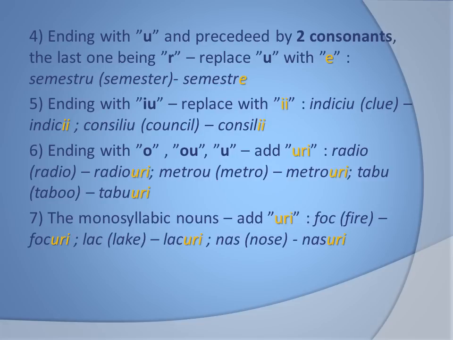For the neutral nouns ending with u, where u is preceded by two consonants, the last one being r, replace u with e. So we have semestru, semester, which becomes semestre. For the neutral nouns ending with the group iu, you have to replace the group iu with the group ii. So indiciu, clue, becomes indicii, or consiliu, council, becomes consilii.